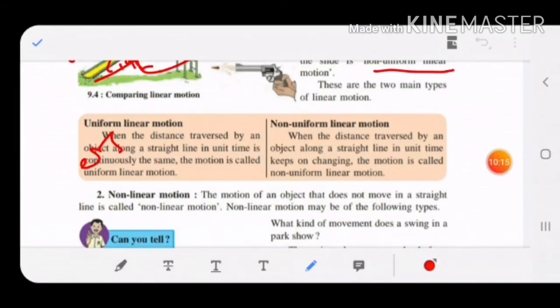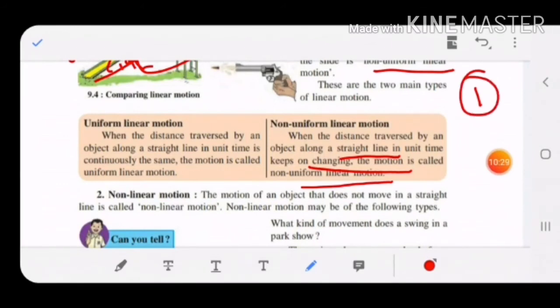When the distance is traversed by an object along a straight line, the motion is in a straight line only, but the time required keeps on changing. Such motion is called a non-uniform linear motion. Understood, children? So we have studied the first type of motion, that is linear motion, and its two types: uniform linear motion and non-uniform linear motion. The best example of uniform linear is soldiers doing the parade, and of non-uniform, the girl coming down from a slide.